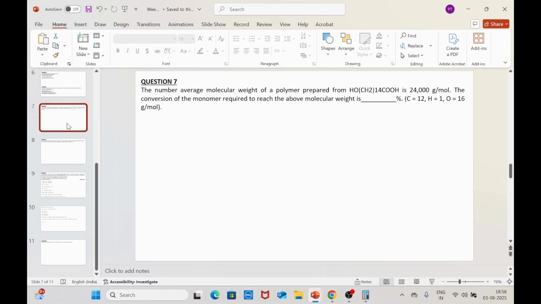Okay. Then what you were saying, that number average molecular weight divided by the molar mass of the one unit is basically your degree of polymerization. But I am asking about conversion. So that is one step which is correct. But apart from that, there is one more step.